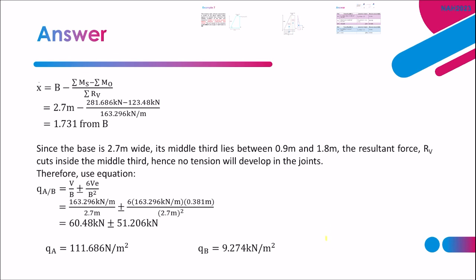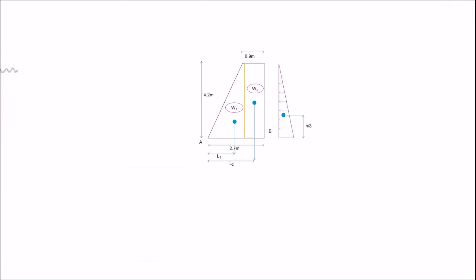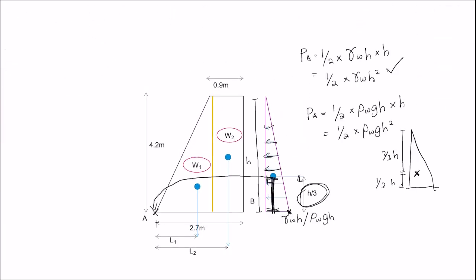So X is the position of ground reaction: the base length minus the total stabilizing moment minus the total overturning moment, divided by the vertical forces. All these values we already have. The base length is definitely 2.7, so this is the base length.